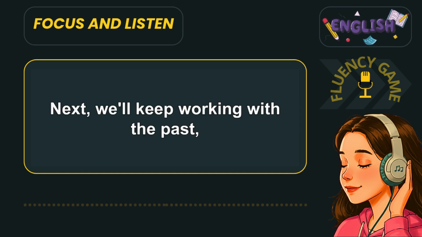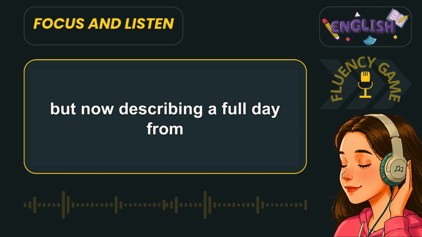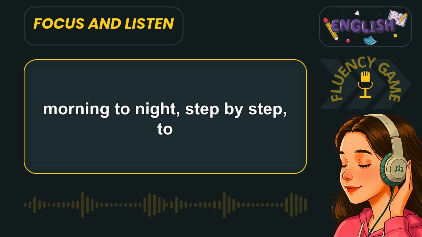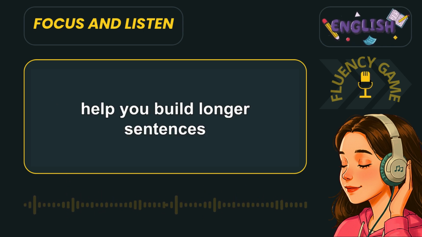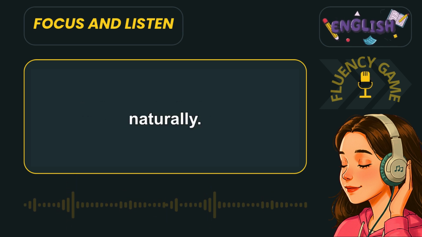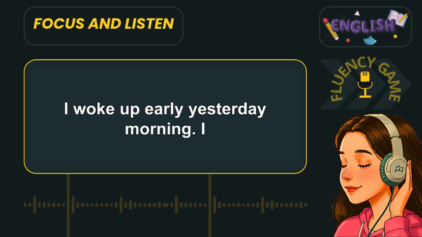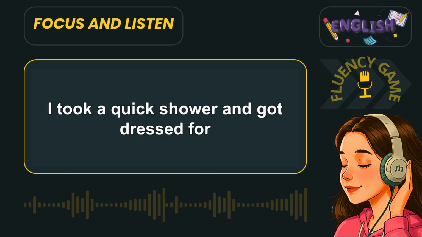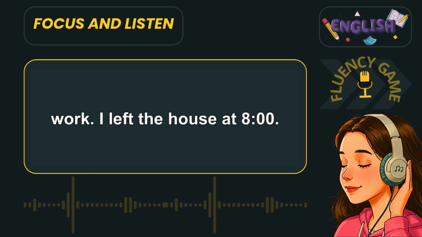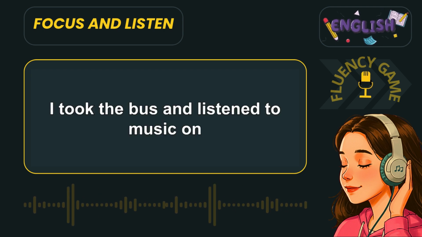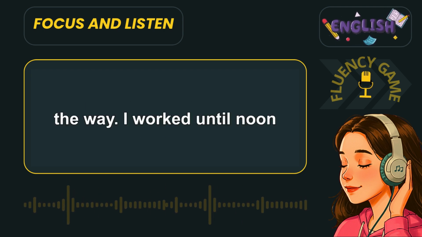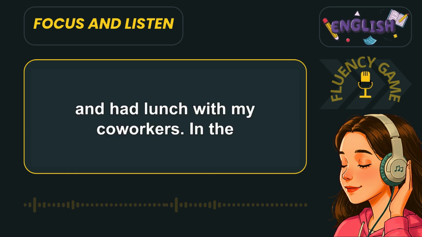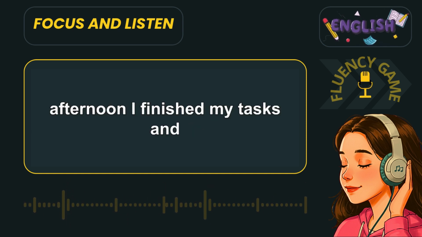Next, we'll keep working with the past, but now describing a full day from morning to night, step by step, to help you build longer sentences naturally. I woke up early yesterday morning. I made some coffee and checked my messages. I took a quick shower and got dressed for work. I left the house at 8 o'clock. I took the bus and listened to music on the way. I worked until noon and had lunch with my coworkers. In the afternoon, I finished my tasks and went home.